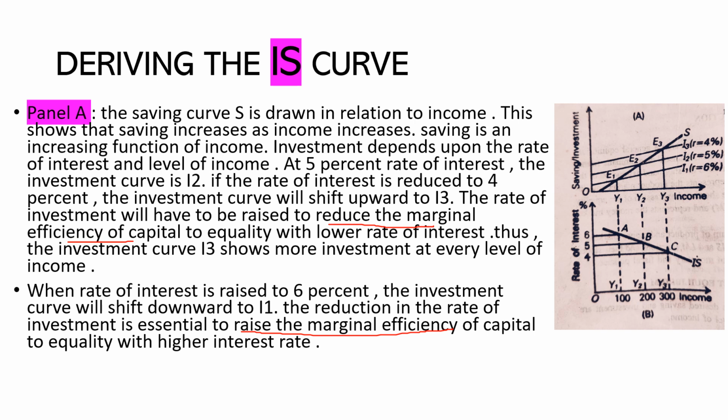So now coming over to this graph, this is the I1 curve, I2 curve, I3 curve at various interest rates. This is the investment curve, I1, I2, I3, and this S curve is the saving curve. That is why on the y-axis I have taken savings and investment. On the X-axis, income will remain.